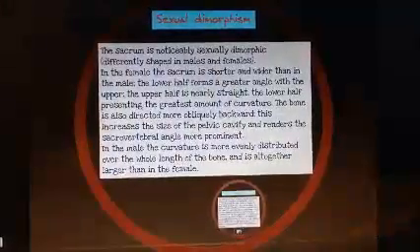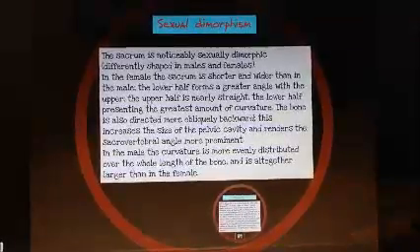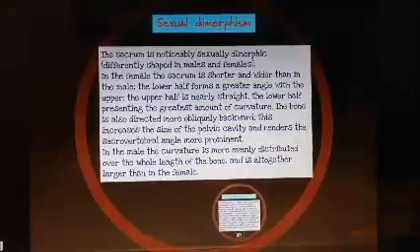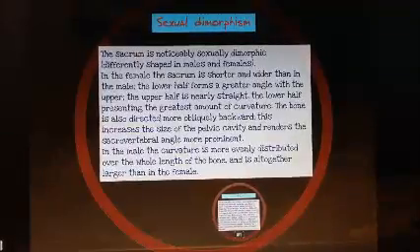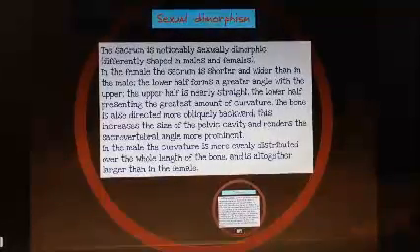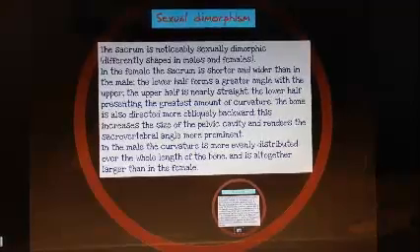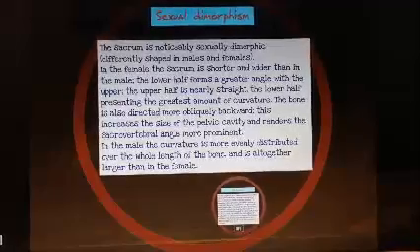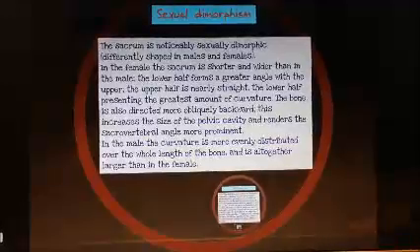Sexual dimorphism. The sacrum is noticeably sexually dimorphic, which is differently shaped in males and females. In the female, the sacrum is shorter and wider than in the male. The lower half forms a greater angle with the upper. The upper half is nearly straight, the lower half presenting the greatest amount of curvature. The bone is also directed more obliquely backward. This increases the size of the pelvic cavity and renders the sacrovertebral angle more prominent. In the male, the curvature is more evenly distributed over the whole length of the bone and is altogether larger than in the female.